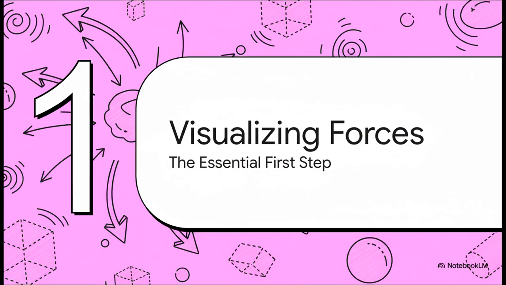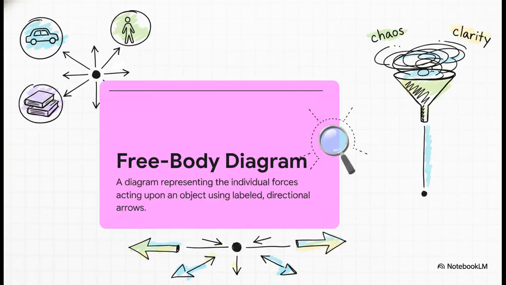This is where we bring in what is, honestly, the single most important tool for this kind of problem. It's called a free body diagram, and the genius of it is just how simple it is. You take a really complex situation, a car driving, a book on a table, and you boil it down to just a single dot. Then you draw arrows coming out of that dot for every single force acting on it. It's all about making sense of the chaos.